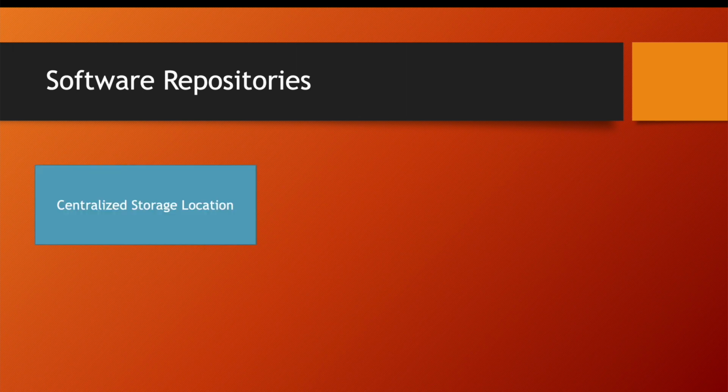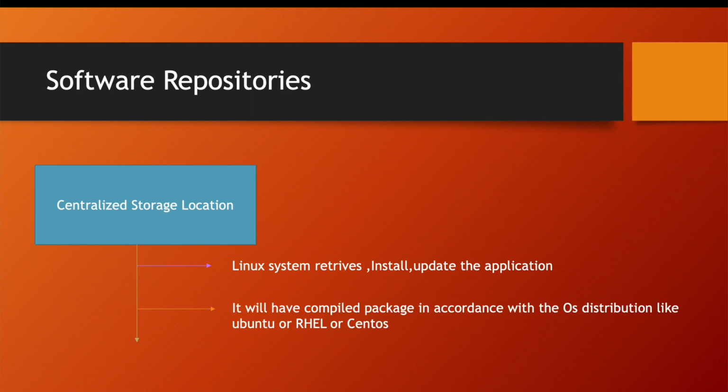Software repositories are basically a centralized storage location from where the Linux system retrieves, installs and updates software applications. These repositories contain specially compiled packages in accordance with the OS distributions and versions. All these things we will practically see in the demo part, where we will be creating Ubuntu or CentOS based machines in the AWS cloud, and we will install the packages on top of those machines.